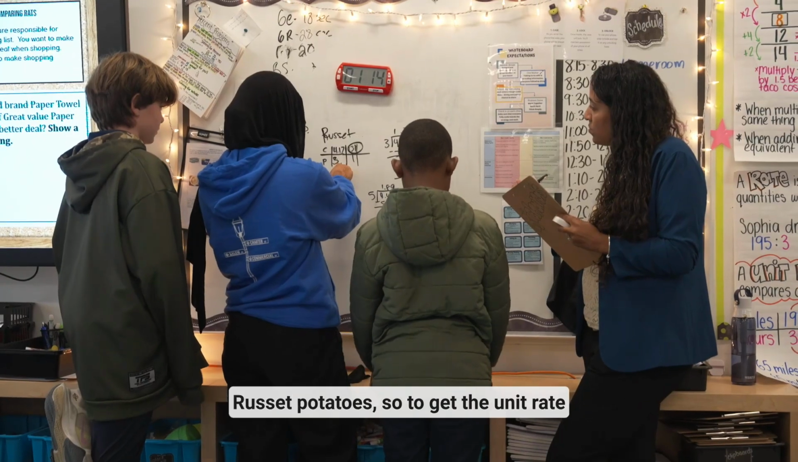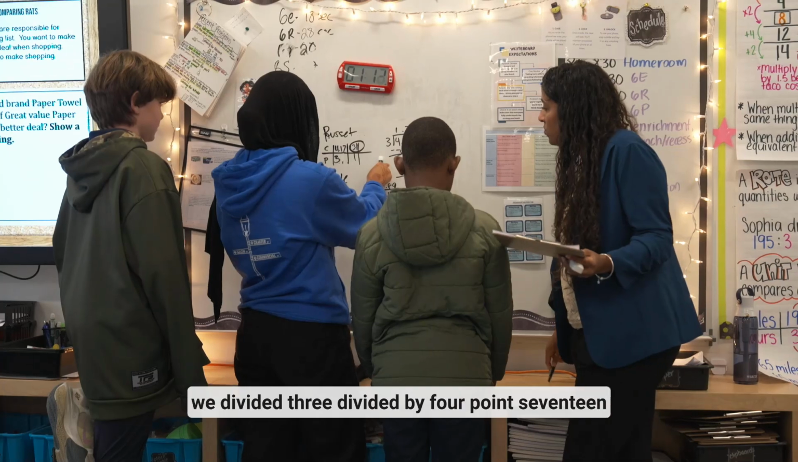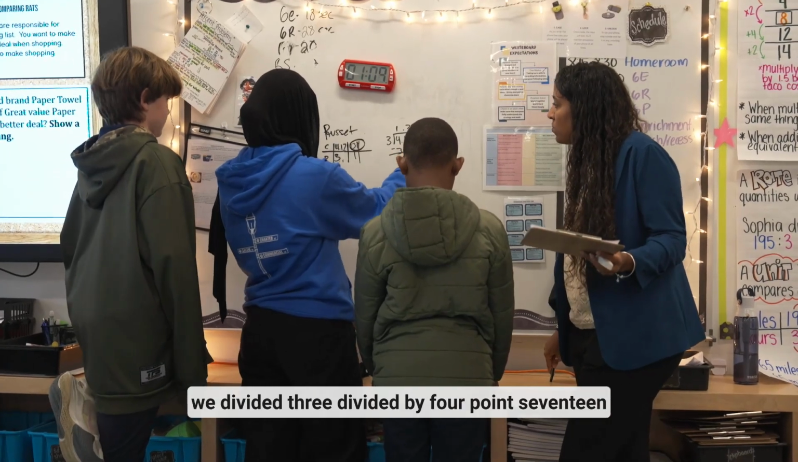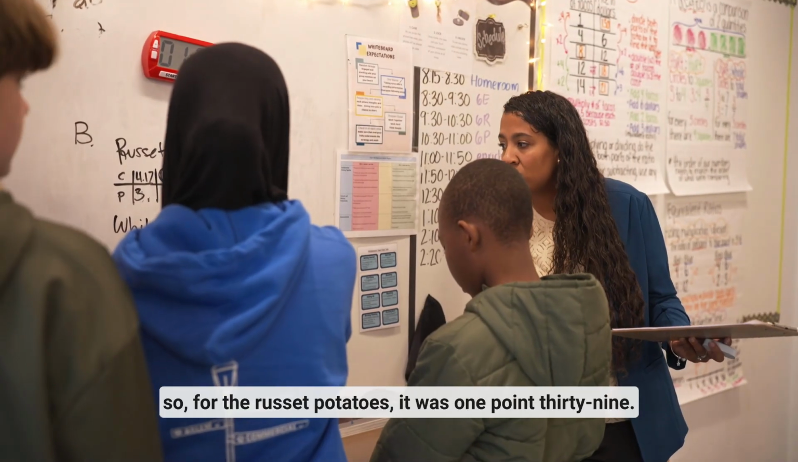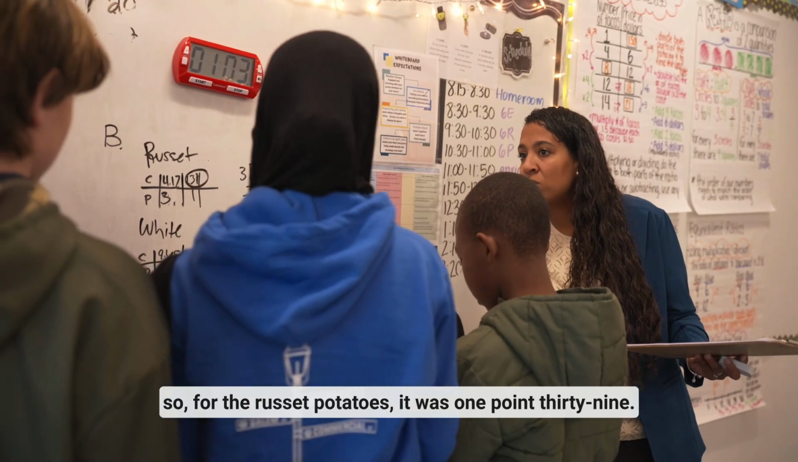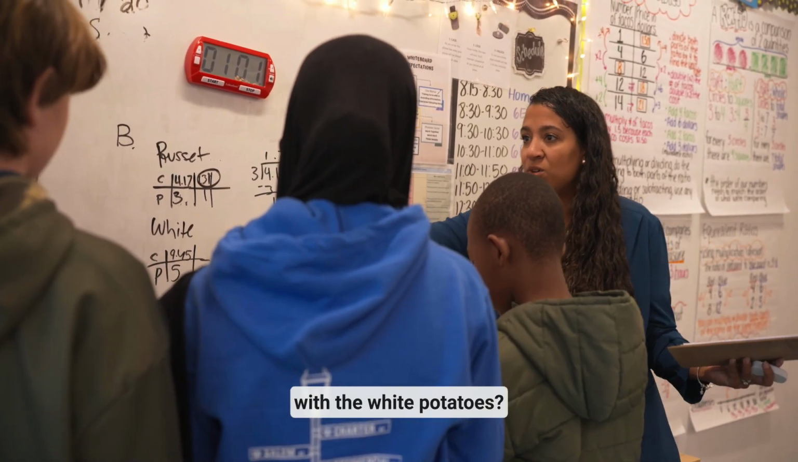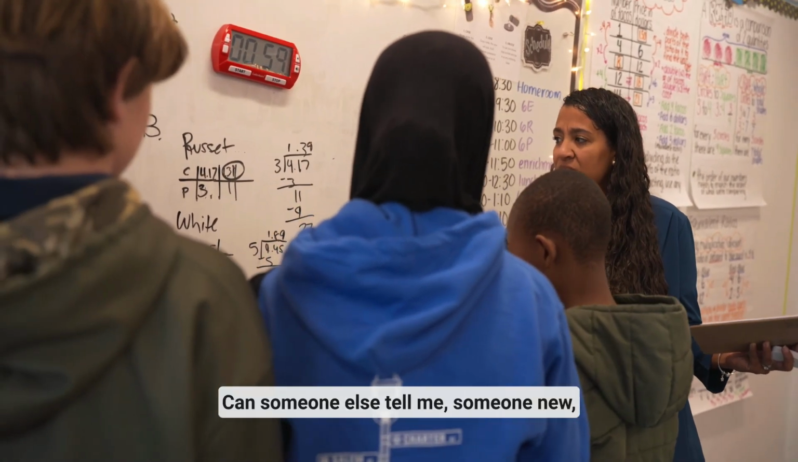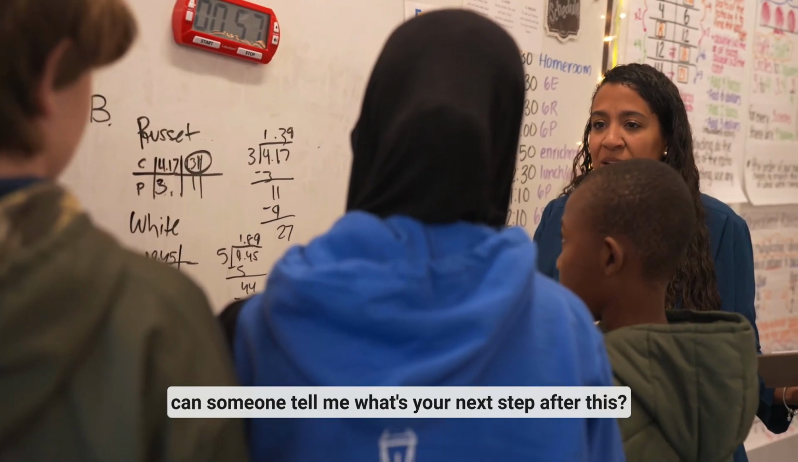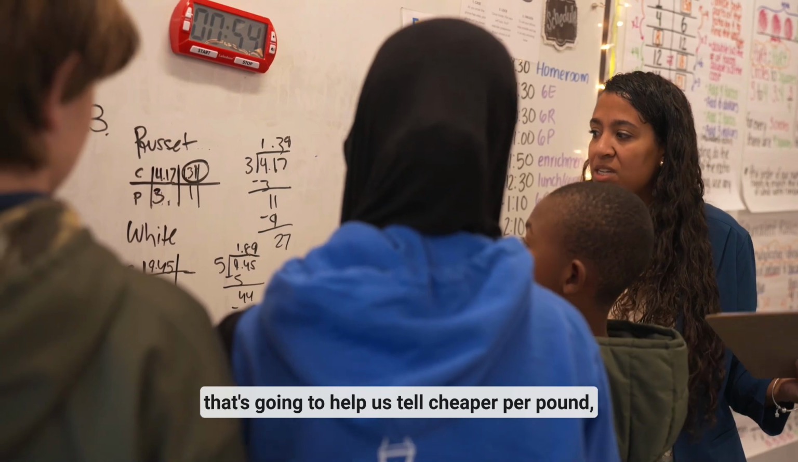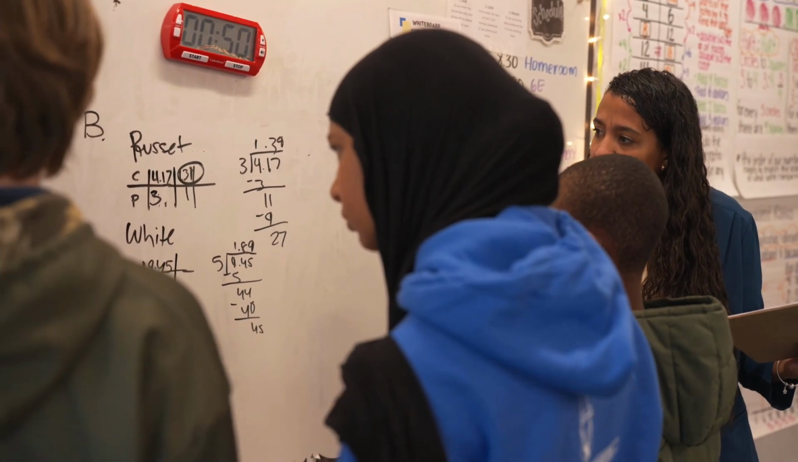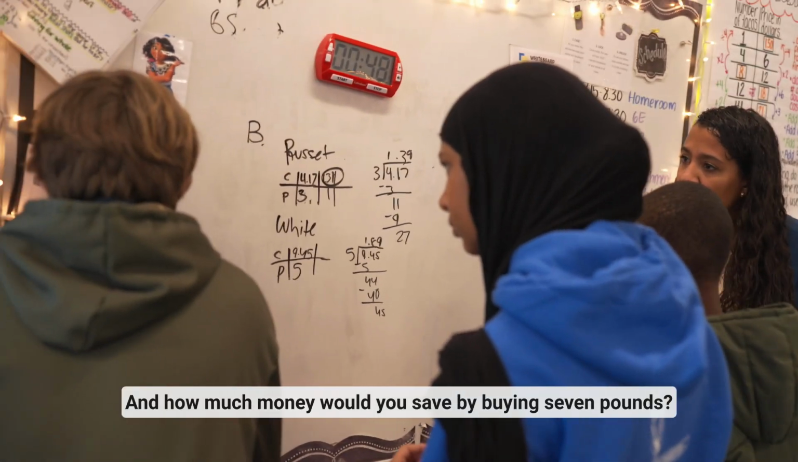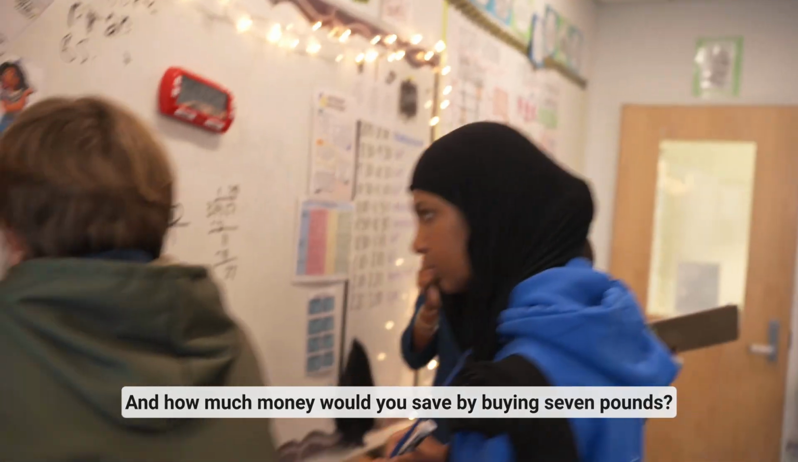3 potatoes. So to get the unit rate, we divided 3 by 4.17. And we got 1.39, so for one potato, we have to do 1.39. Great. And so are we going to do the same thing with the white potatoes? Yep. Can someone new tell me what's your next step after this? So if we found the unit rate, that's going to help us tell cheaper per pound. What about the second part of the question? What's our next step? And how much money would you save by buying 7 pounds?